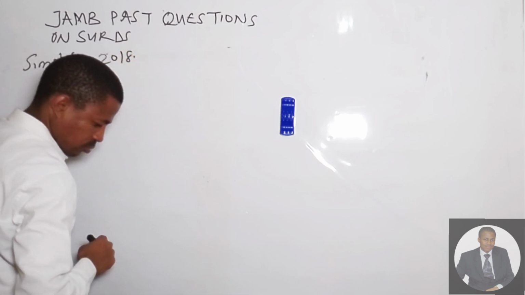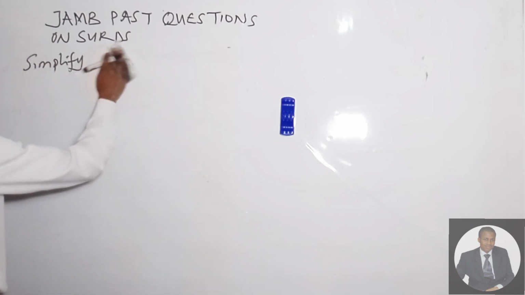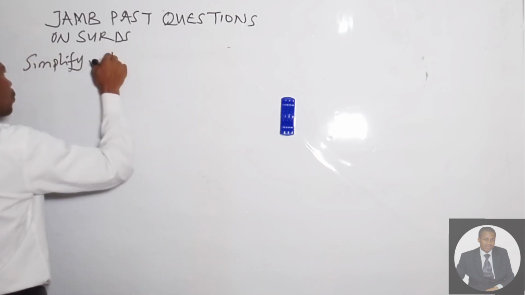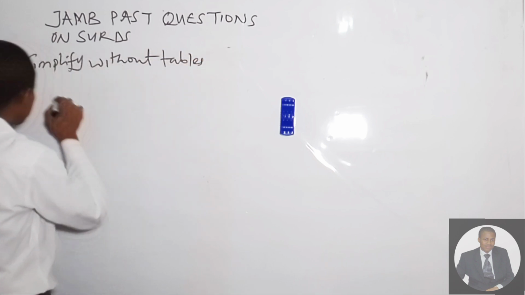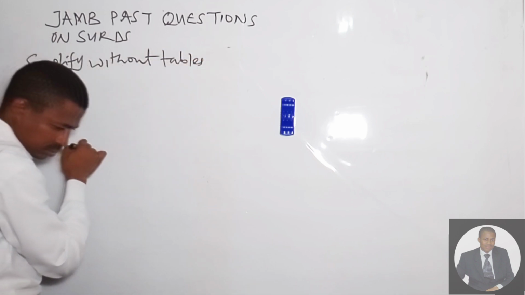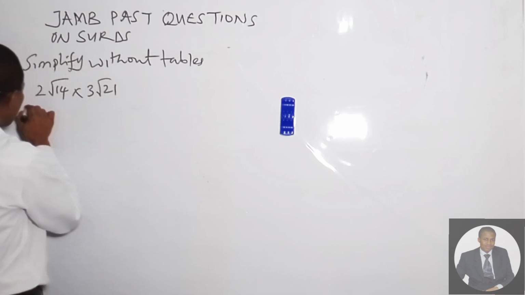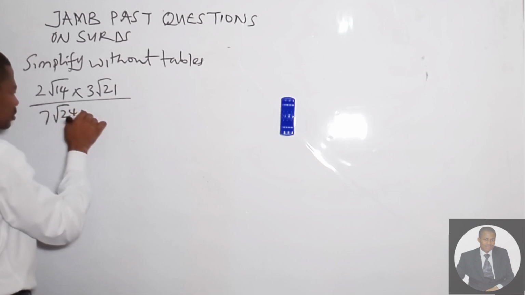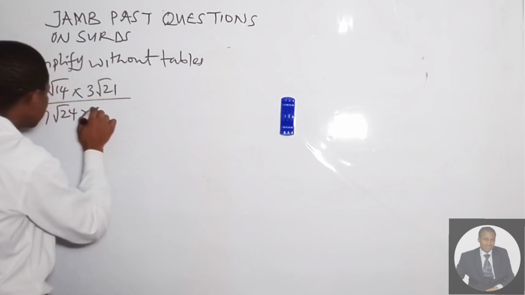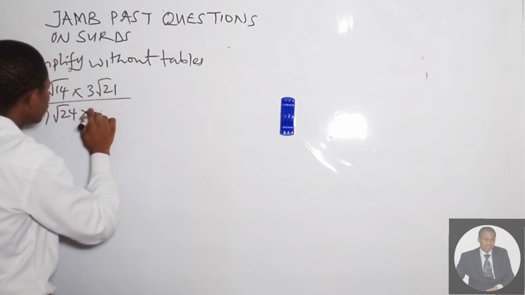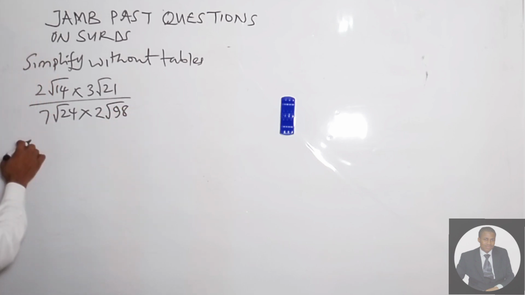2018. Now, simplify without tables. Simplify without tables. 2 root 14 times 3 root 21 over 7 root 24 times 9 times 2 root 98. So how do we simplify this?